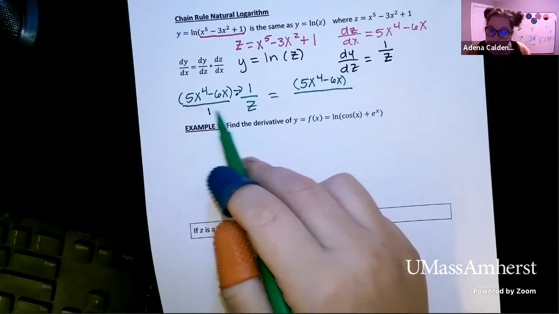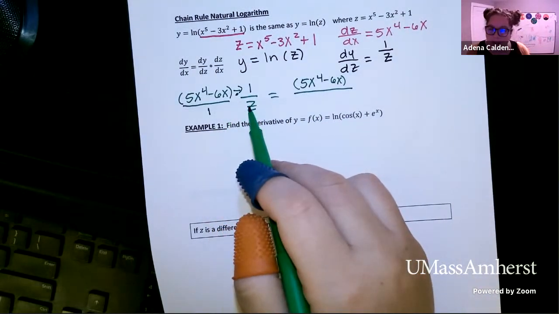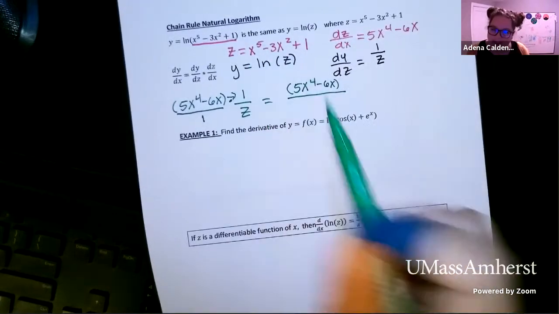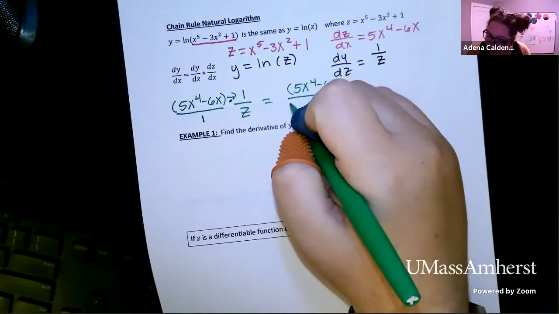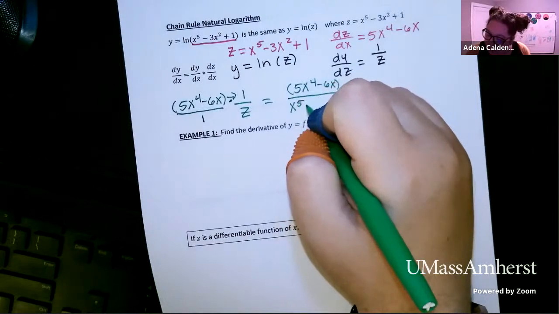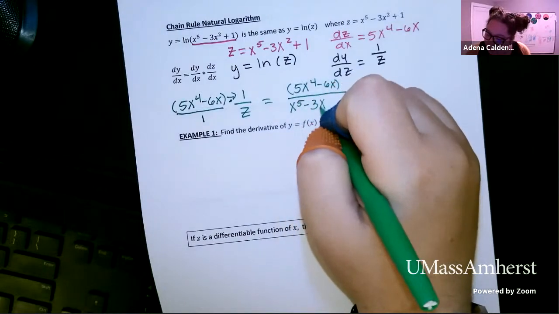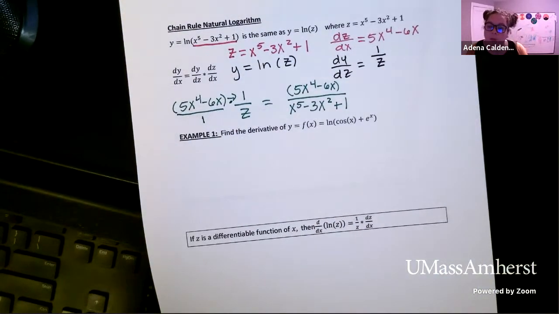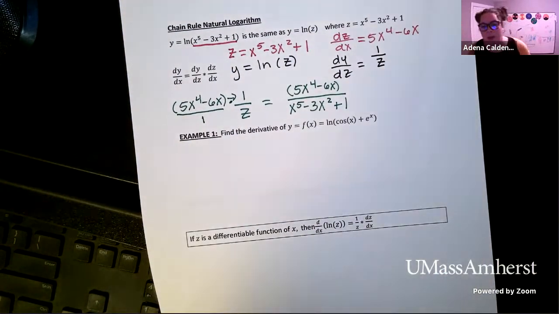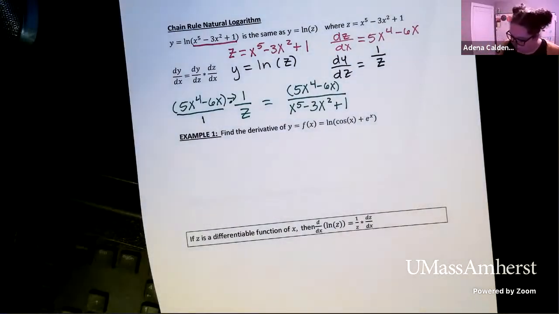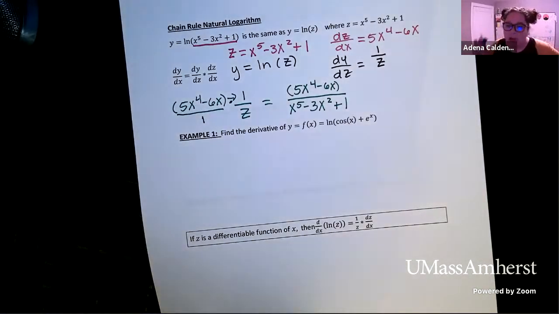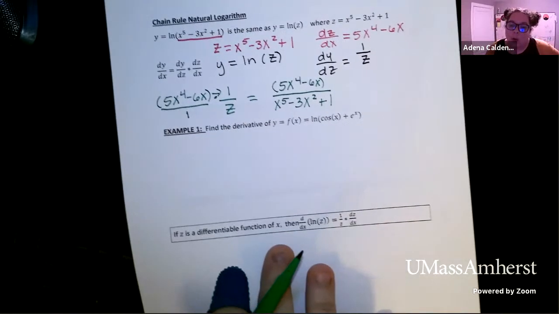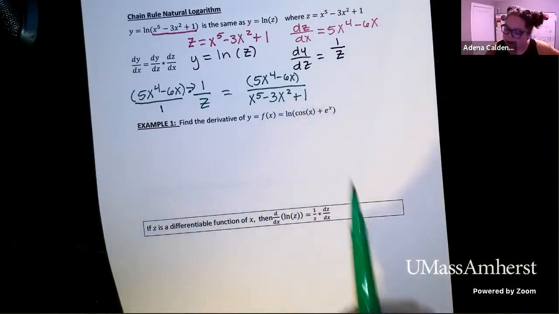And now in the denominator, I have 1 times z, but I'm also going to substitute back in for z in this step, as usual. So I have x to the 5th minus 3x squared plus 1. So that's what my derivative looks like. So whenever you're doing a chain rule on a natural log, you're going to end up with something over something, right? So I'm going to have you try one using the z substitution.